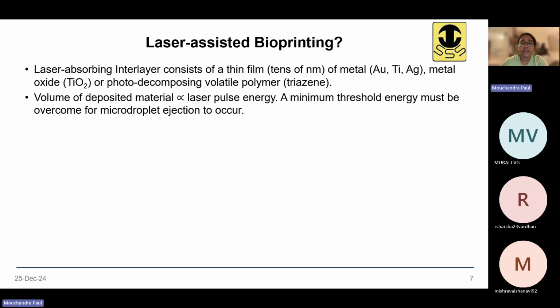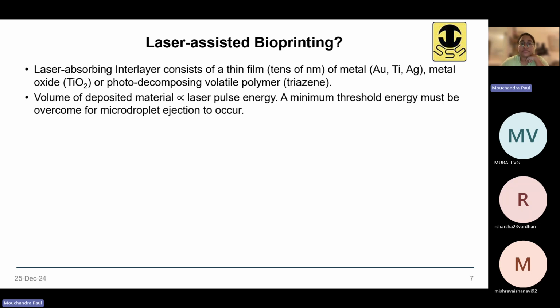So what is this laser absorbing interlayer made up of? First, it's quite a thin film. Its thickness is in the range of tens of nanometers, say 10 nanometers, 20 nanometers, something like that. It's very thin. It is usually made up of metals like gold, titanium, silver, or some metal oxides like titanium oxide, or some polymer like triazine.